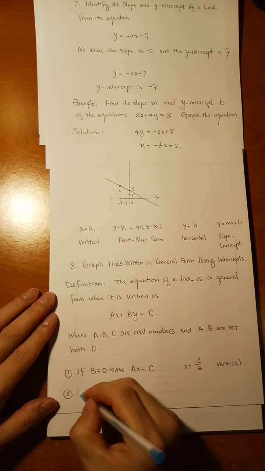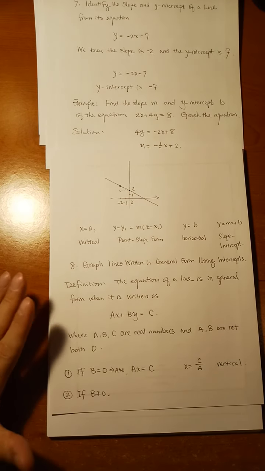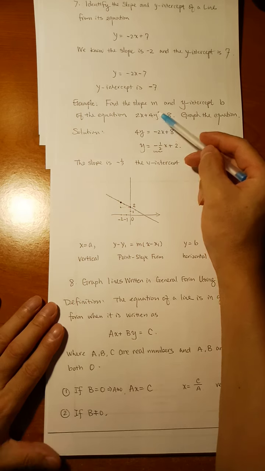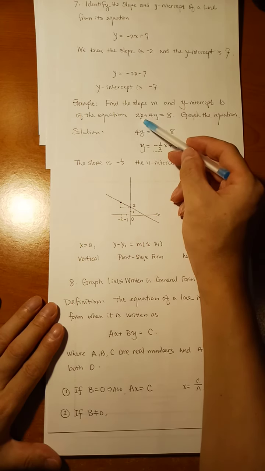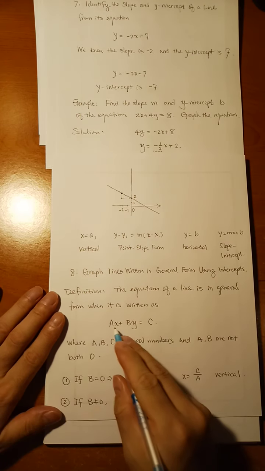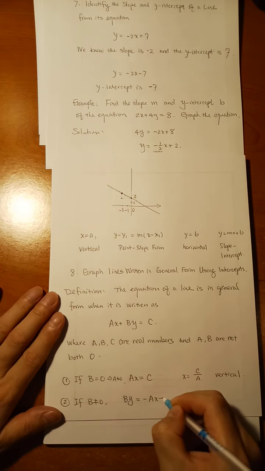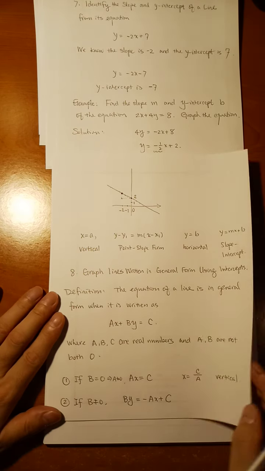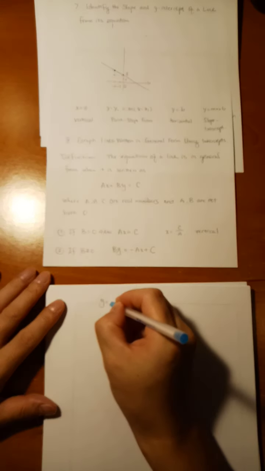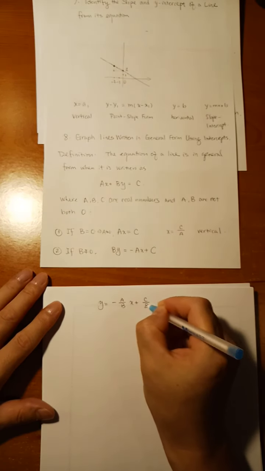So second case, if B is not 0. So what do we do? We move AX to the right side and divide the equation by the coefficient of y, B. Because it's non-zero, we can do this. So y is negative A over B, X plus C over B.